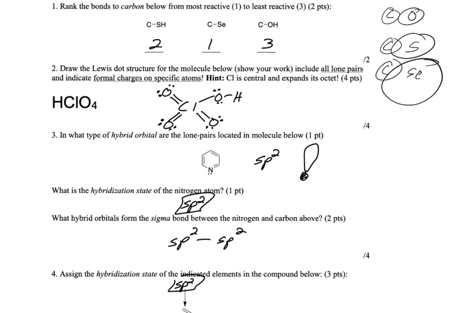For this one, type of hybrid orbital. Again, you ask yourself, how many pi bonds does this nitrogen have? It has one pi bond, so it's sp2 hybridized, which means its lone pair in this case is in an sp2 hybrid orbital. Hybridization of that nitrogen is sp2. What hybrid orbitals form the sigma bond between the nitrogen and carbon? This nitrogen is sp2, this carbon is also sp2, so both of them use sp2 hybrid orbitals to make sigma bonds.